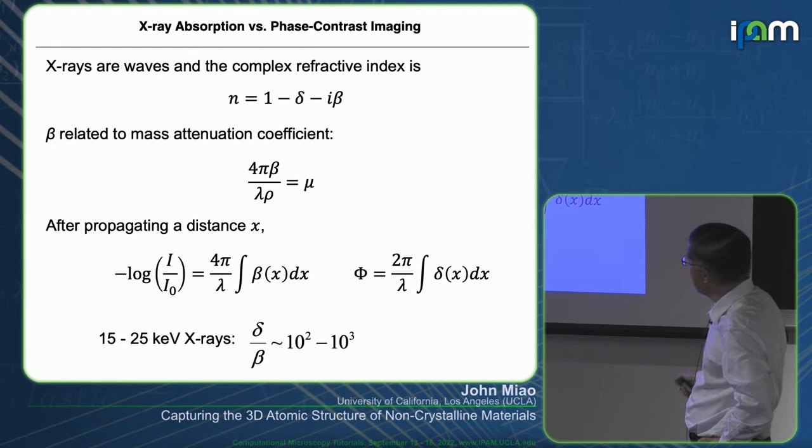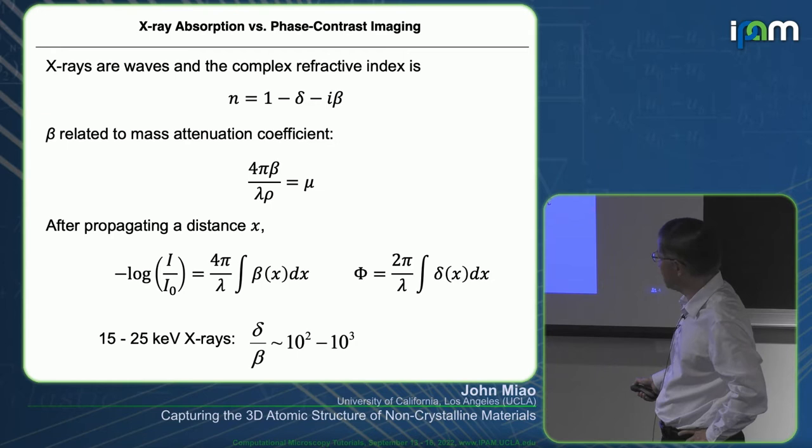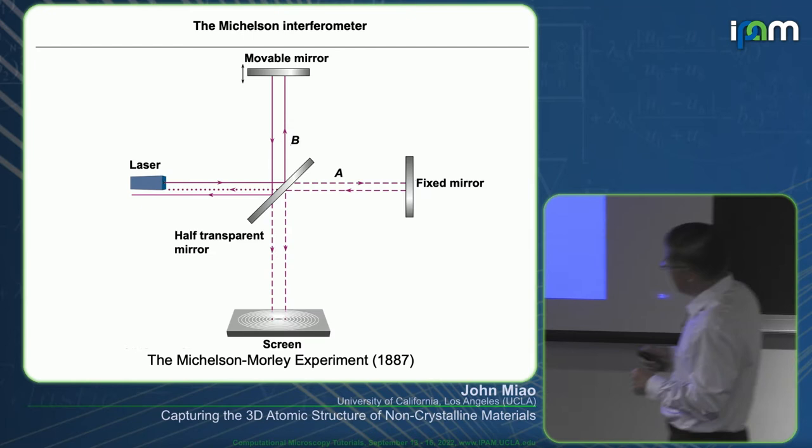Now, between 15 to 25 keV, okay? Sometimes in hospitals even higher, 60 keV, but even higher, this ratio is even larger. Delta over beta is about 100 to 1,000. So in principle, if you can use phase contrast, you can reduce the dose by 100 to 1,000. This is one example, actually. But how to do phase contrast?